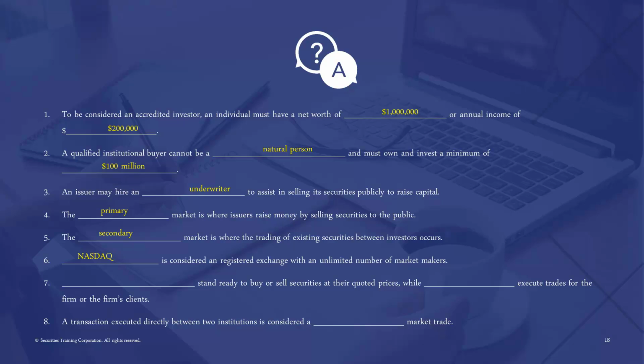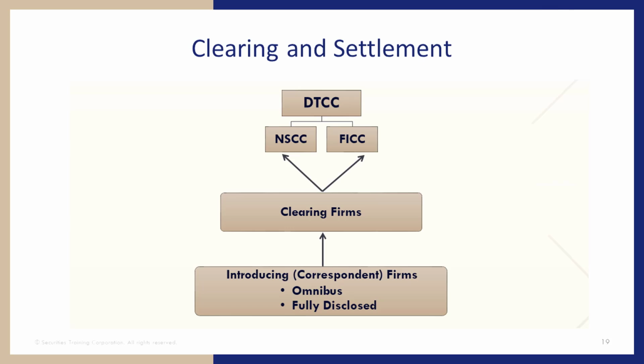7. Blank stands ready to buy or sell a security at the quoted price, while blank executes trades for the firm or the firm's clients. A market maker stands ready to buy or sell, while traders execute trades for the firm. And lastly, a transaction executed between two institutional investors or institutions is considered a fourth market trade. Excellent.